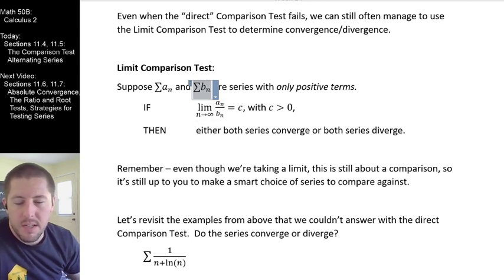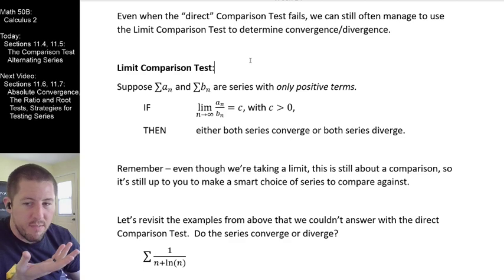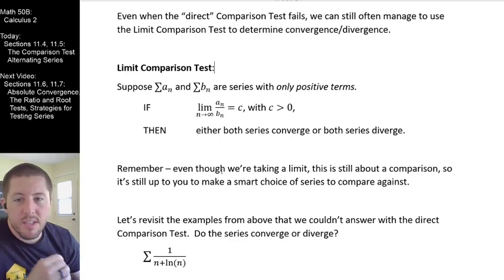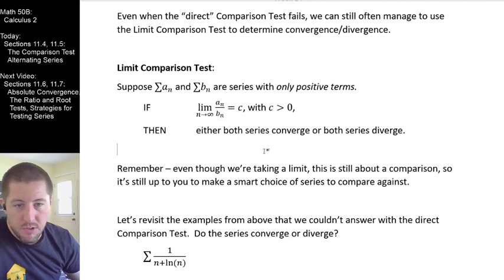Limit as n goes to infinity, right? And so again, this is really just saying if these two series are approximately just a constant multiple of one another, then if one converges, the other converges. If one diverges, the other diverges. So this limit comparison test says their convergence will match. It does or it doesn't for both of them if we get this kind of thing to be true.